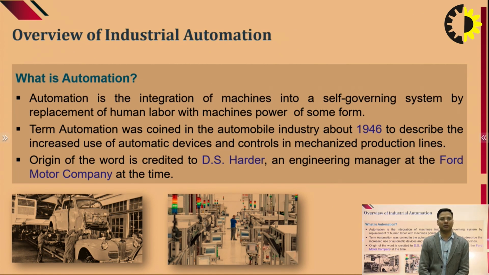If we ask how the word automation evolved, and go back into the research, the term was coined by D.S. Harder, an engineer from the Ford Motor Company. He coined the term in 1949, saying that machines can be controlled with the help of controllers, and then it was all named automation.